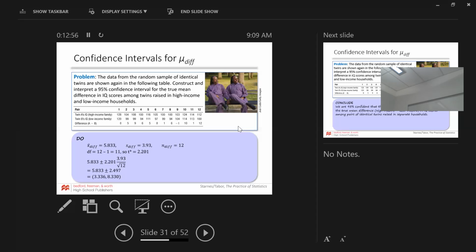If we did a test, ready? That's a 95% confidence interval. If we did a test, if it's a 95% confidence interval, then the alpha level is 5%, because these two have to add up to 1. Does that make sense?